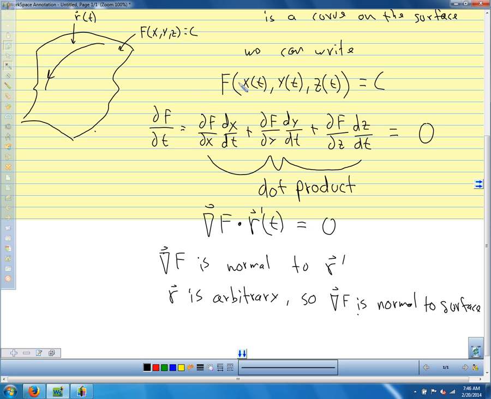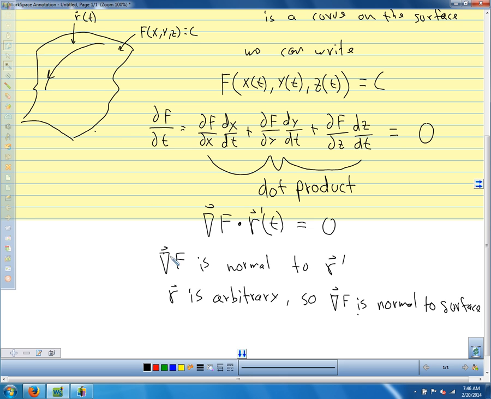So we have a surface, f of x, y, z is a constant. We need our surface to be in that form, f of x, y, z is a constant. If we have our surface in that form, then the gradient, del f, is normal to our surface.